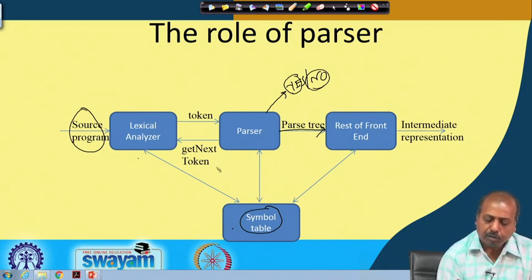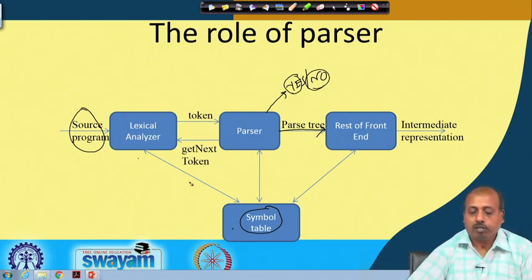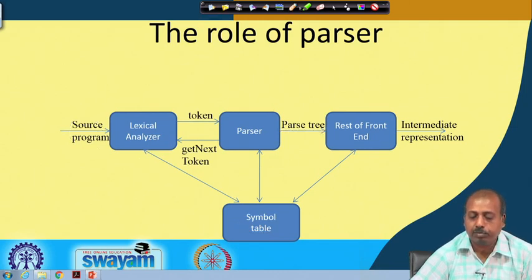So, we have this particular role of the parser. It is central to the overall operation of the compiler. It is the main part of the compiler that we have. So, we will see how this parser can be designed.